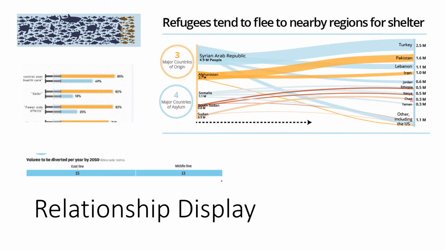So for relationship displays, the visual potential of this is to show connections or relationships between things. And the information I wanted to portray here was to debunk that refugees do not in fact typically flock to wealthy countries like the US, but instead in much larger amounts go to regions that are nearby them for shelter.